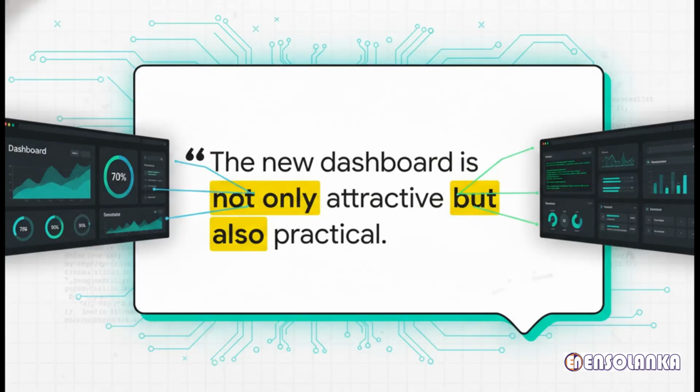Here's a great example. Using not only/but also really emphasizes that this dashboard delivers on two key things, how it looks and how it works. We're connecting two parallel adjectives, attractive and practical, and that creates a much stronger statement than just saying the dashboard is attractive and practical.